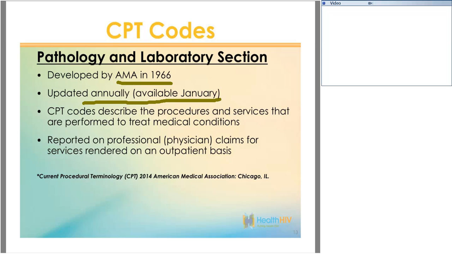And just an overview of the code sets, not just specific to the path lab, but for the entire CPT code manual. The codes are used to describe procedures and services that are performed to treat medical conditions. They're performed on an outpatient basis, but as I indicated in the previous installment, in some instances, the CPT codes are also used in other settings, such as the inpatient hospital setting, the ambulatory surgery setting.